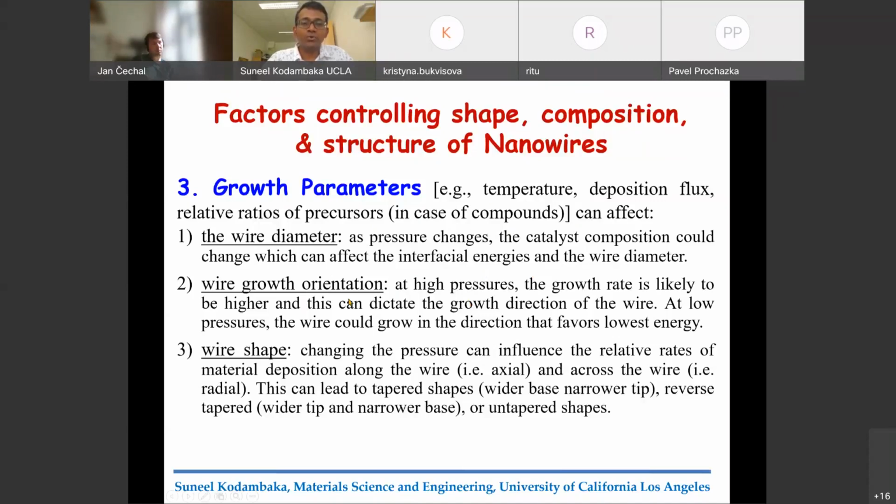And the growth orientation can also change, as I mentioned about the effect of oxygen. And the shape of the wire depends on how much material is being deposited axially versus radially. And so you can have tapered shapes that can happen as a result of these changes in parameters.